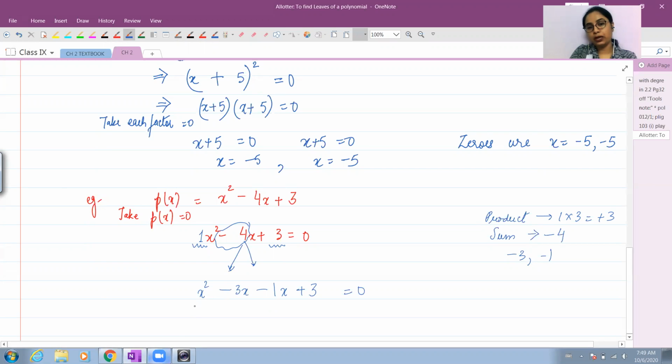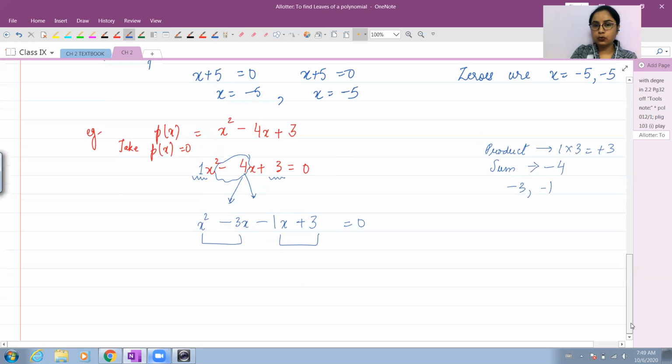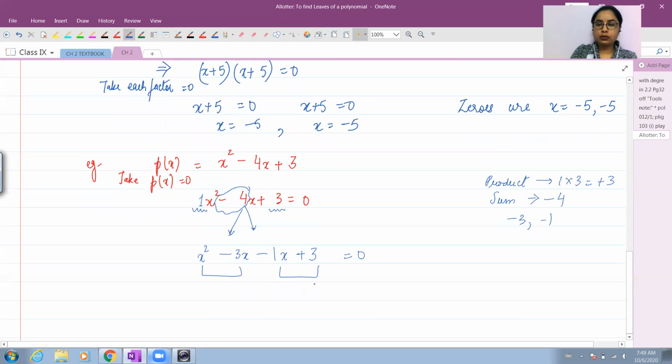After this, you want to pair up the first and second term, factorize them. Third and fourth term, factorize them. That would mean that there is something common present in these two pairs. From the first pair, you will see something common. And from the last two terms, you need to take something common. So from the first pair of terms, I can take common x and I'll be left with x minus 3 in my brackets. From the last two terms, there is nothing common, so I can always take one common.